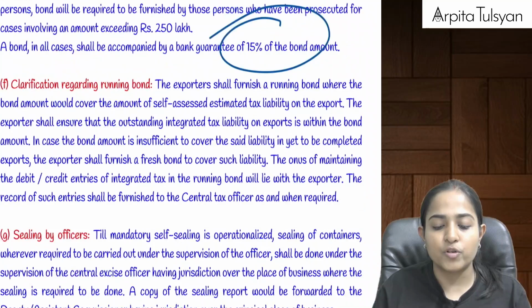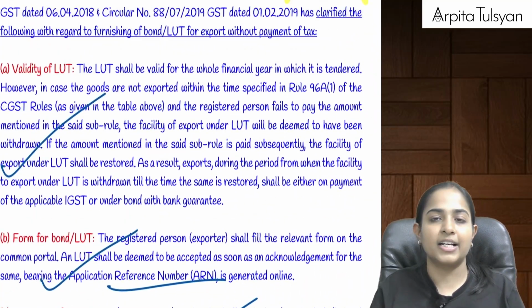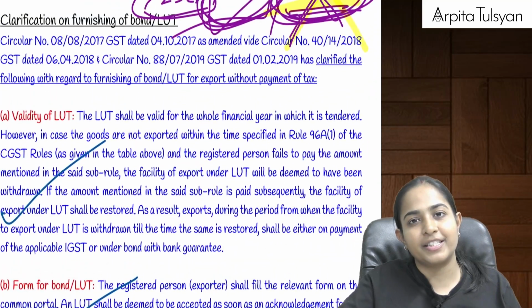Yes, this was all about your transactions for import and export under GST.